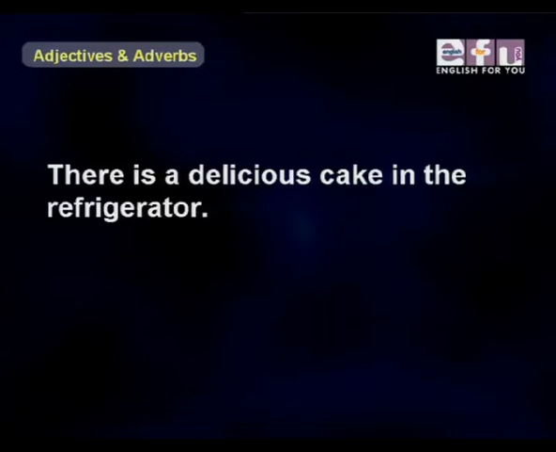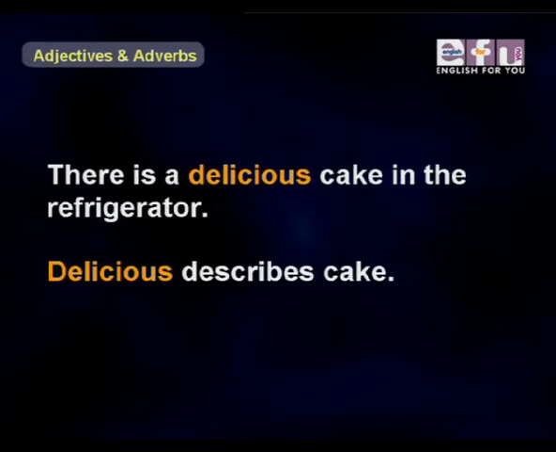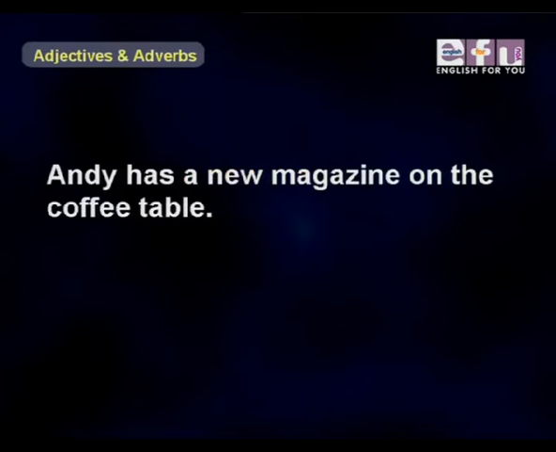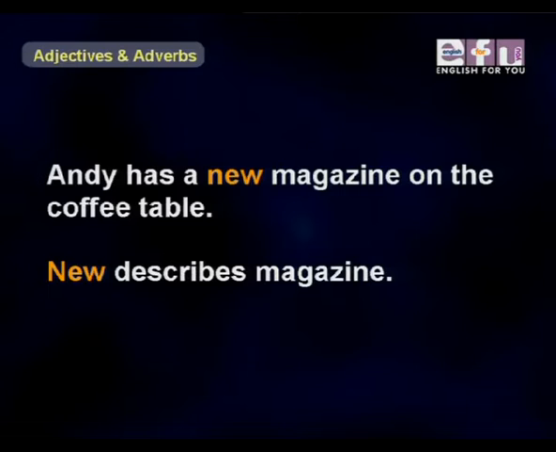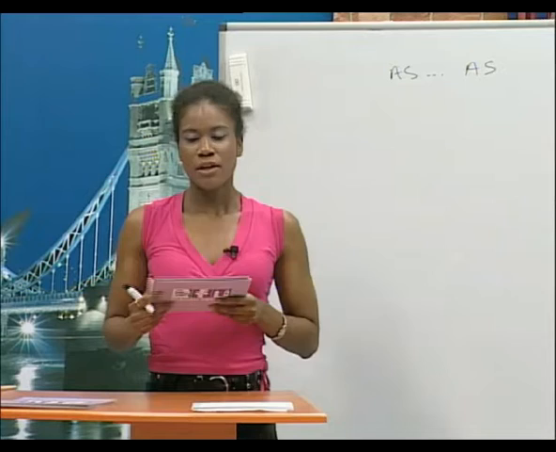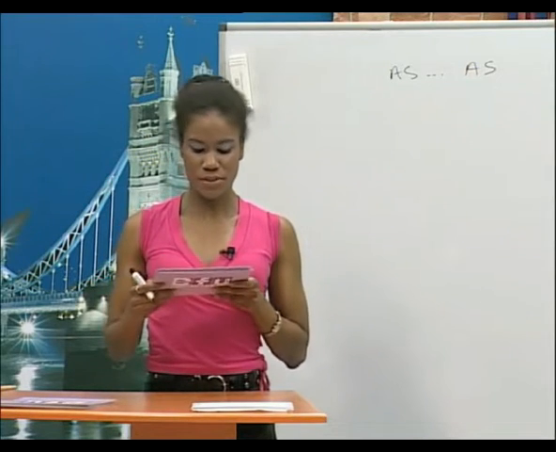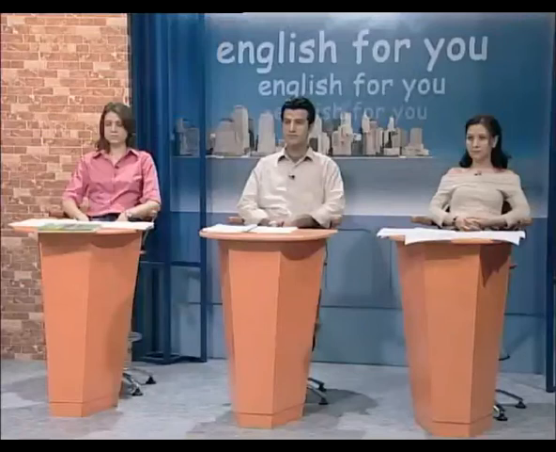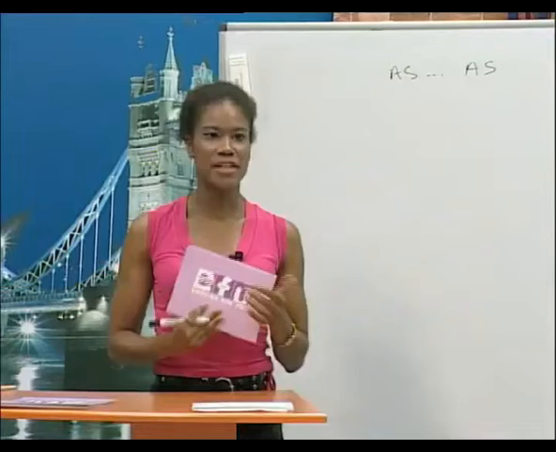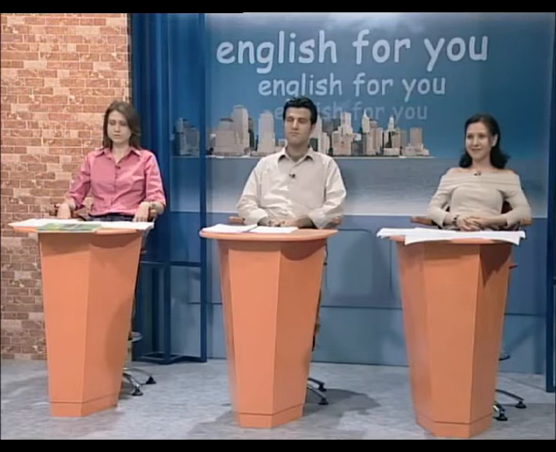Next example. There is a delicious cake in the refrigerator. Delicious describes cake. In this case, the adjective is before the noun. Next example. Andy has a new magazine on the coffee table. New describes magazine. And again, the adjective is before the noun. Okay, now we're ready to practice adjectives. I will ask you questions and you use adjectives in your answers. Are you ready? Yes.